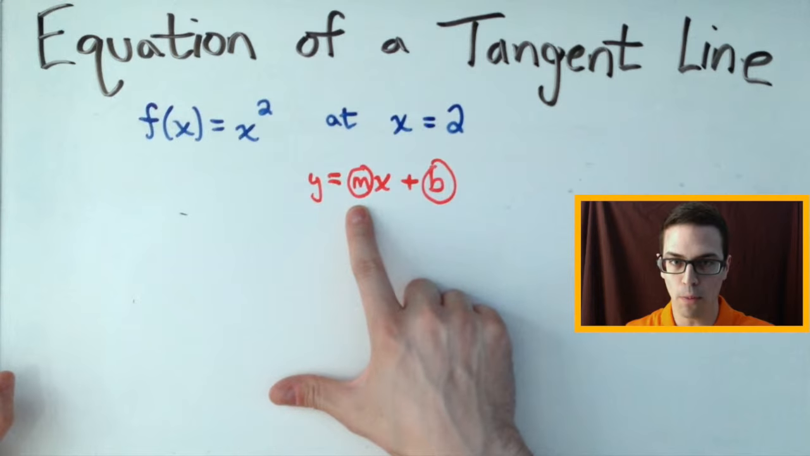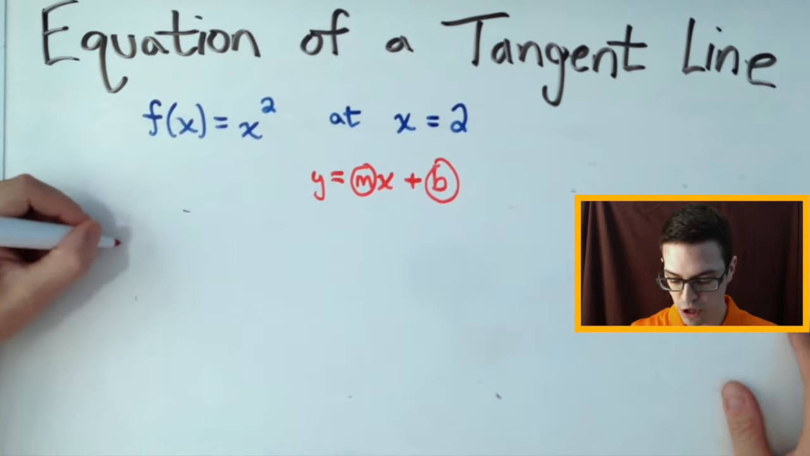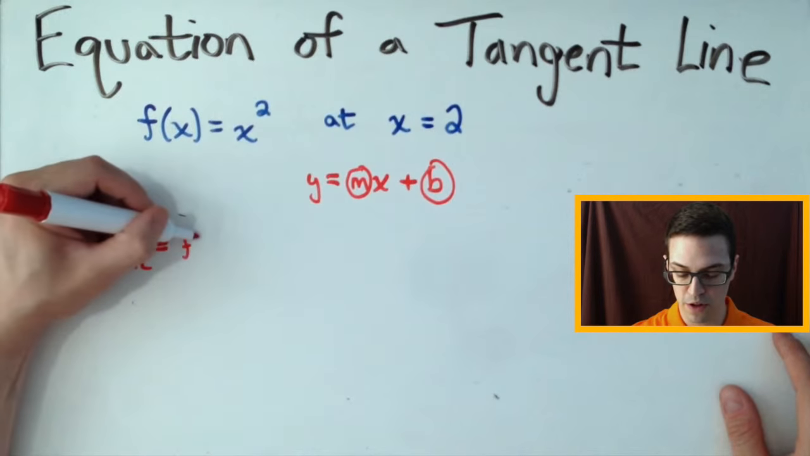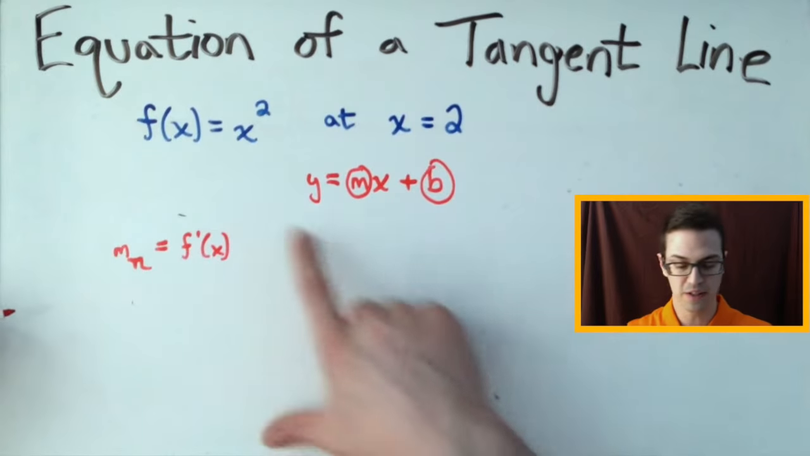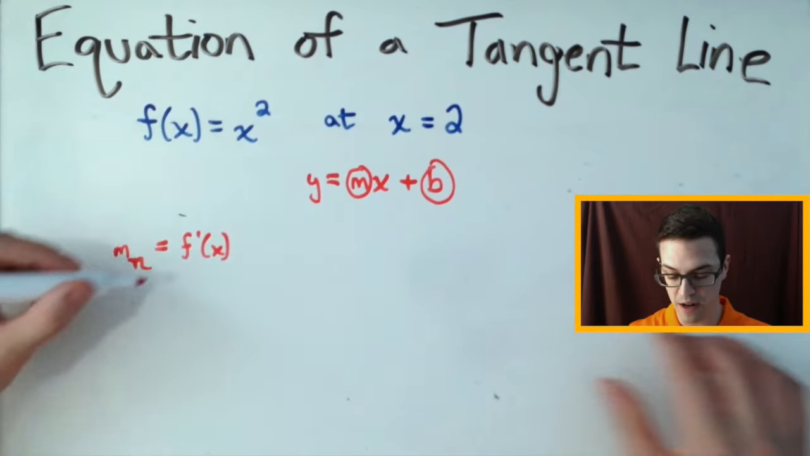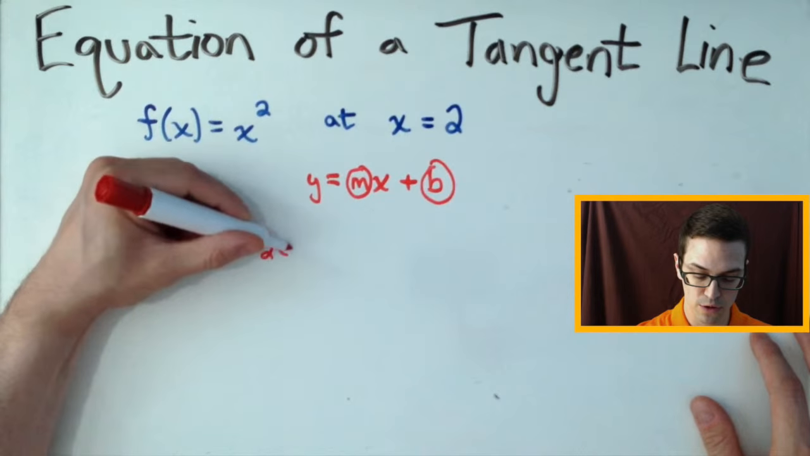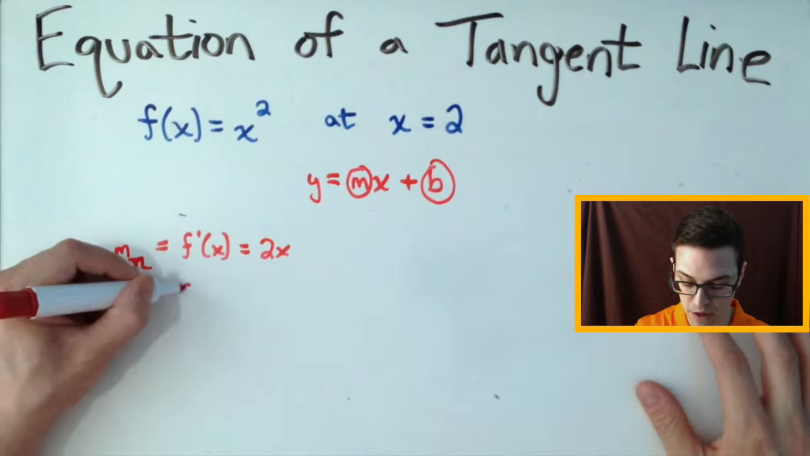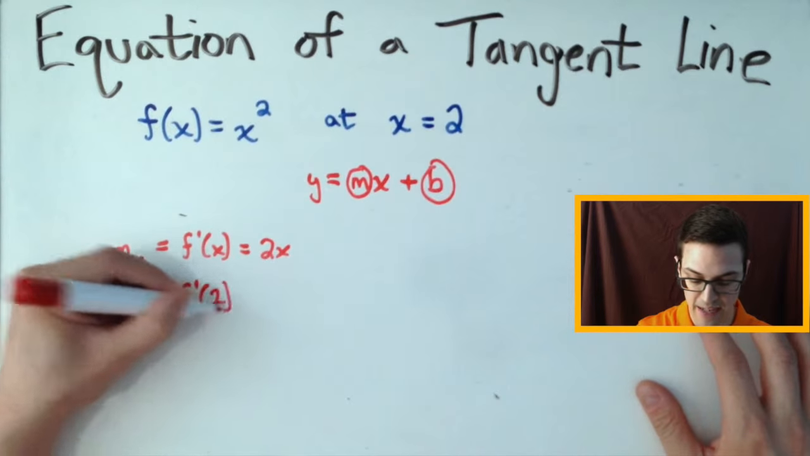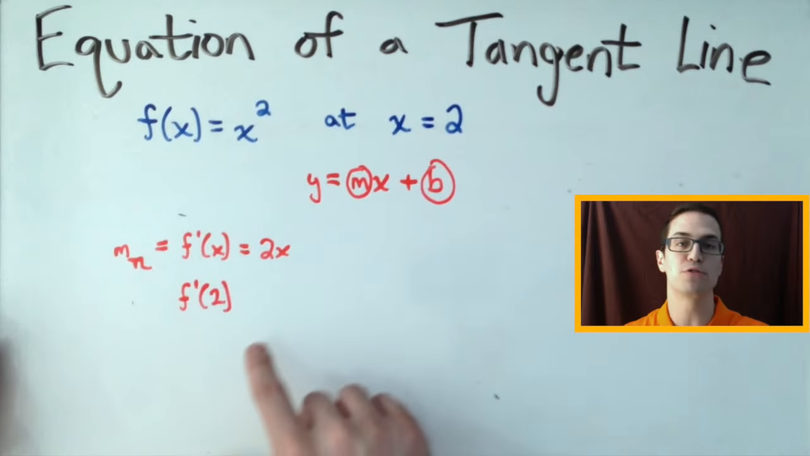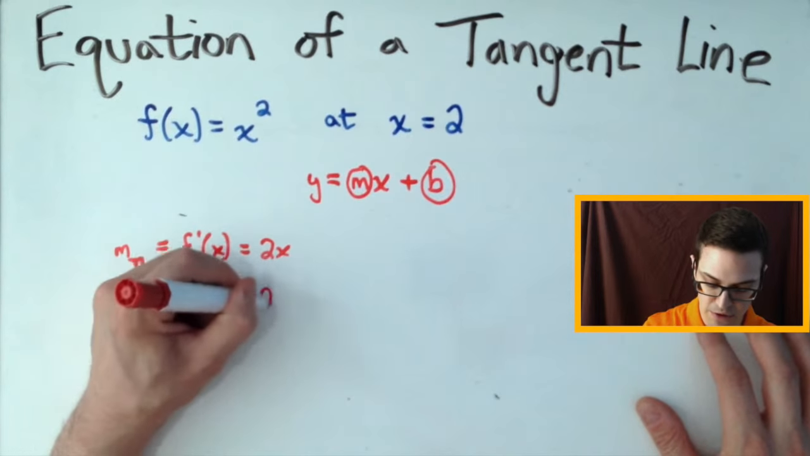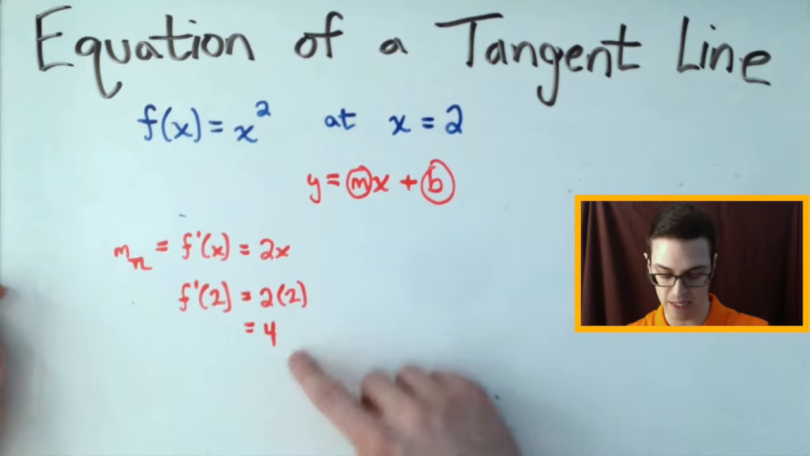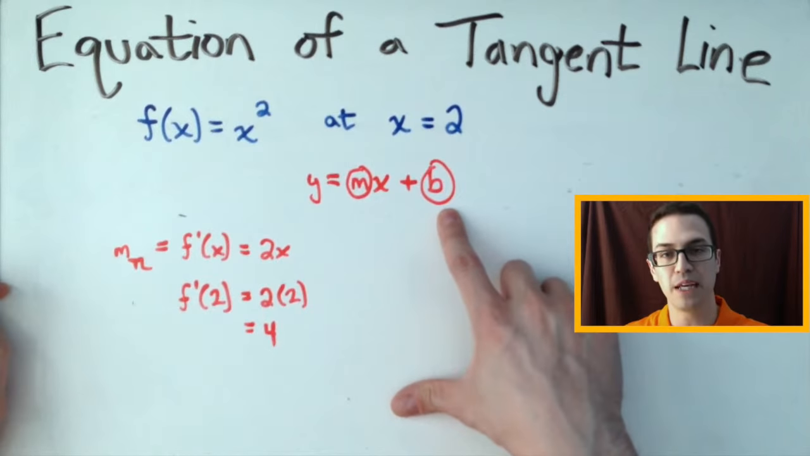To figure out the slope of a tangent line, you should already know that it's equal to the derivative. In this case, our derivative, using the power rule, for x squared should be equal to 2x. But we are looking for the slope at x equals 2. So we are going to want to use the derivative at 2. So instead of f prime of x, we're going to do f prime of 2. So we're going to plug in 2 here. So you'll have 2 times 2, which is equal to 4. So we know the m for this equation now. It's equal to 4. Now we just have to figure out what this b, the y-intercept, is.